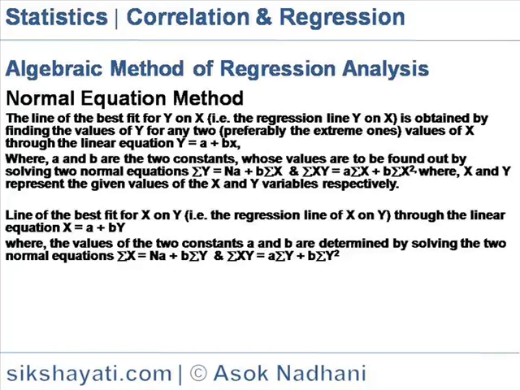The line of best fit for x on y is through the linear equation x is equal to a plus by, where the values of the two constants a and b are determined by solving the two normal equations: sigma x is equal to na plus b sigma y, and sigma xy is equal to a into sigma y plus b into sigma y square.